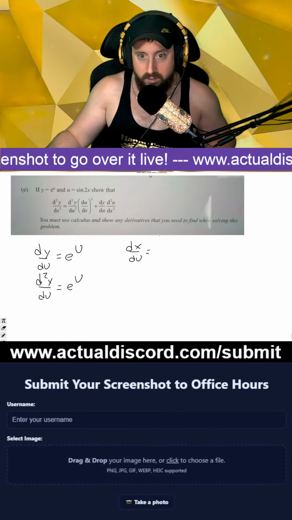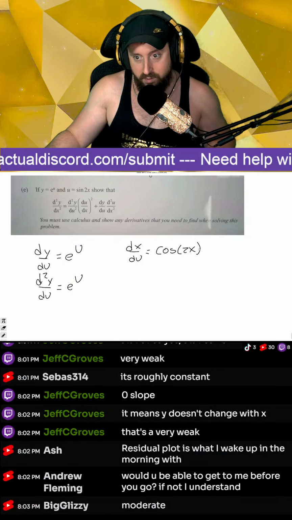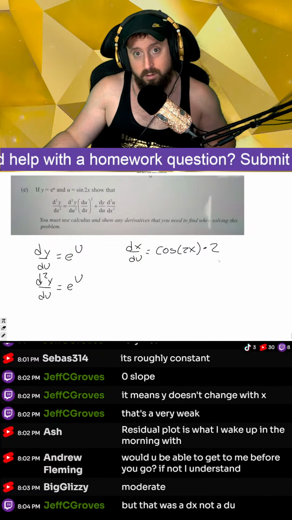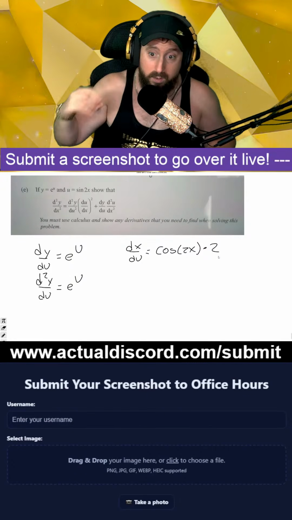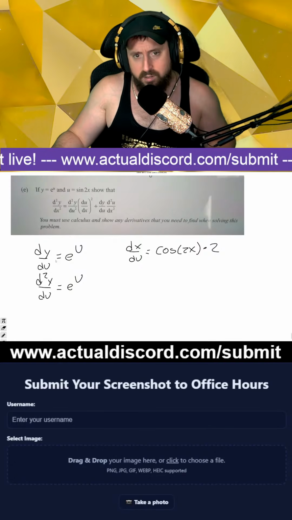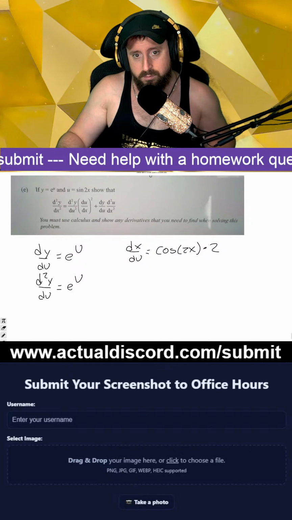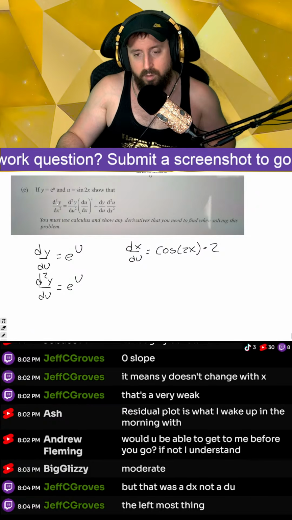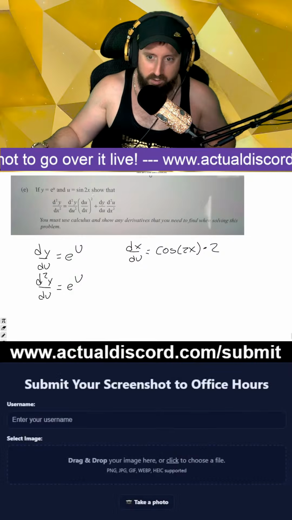So that's a chain rule, right? Sine 2x is going to be cosine 2x times the derivative of what's inside, which is the derivative of 2x, which is 2. Yeah, we're getting to it. Okay. But that was a dx, not a du. Sorry, where? This says y equals e to the u. Oh, the leftmost thing. Let me see. Well, we'll get to it in a second.